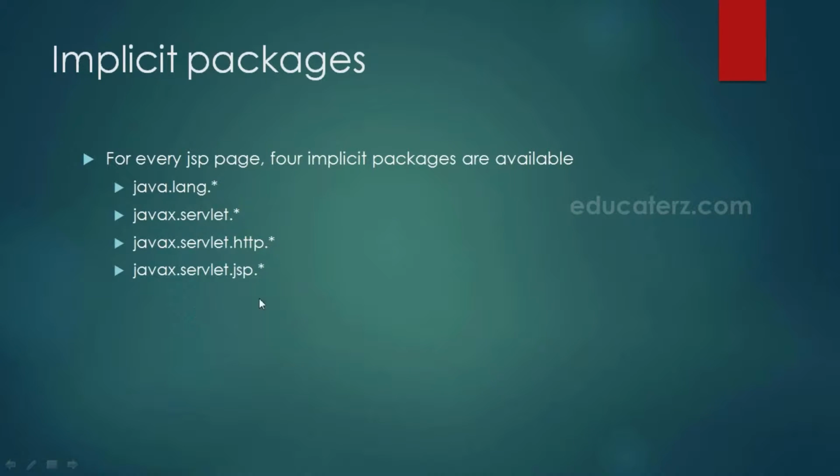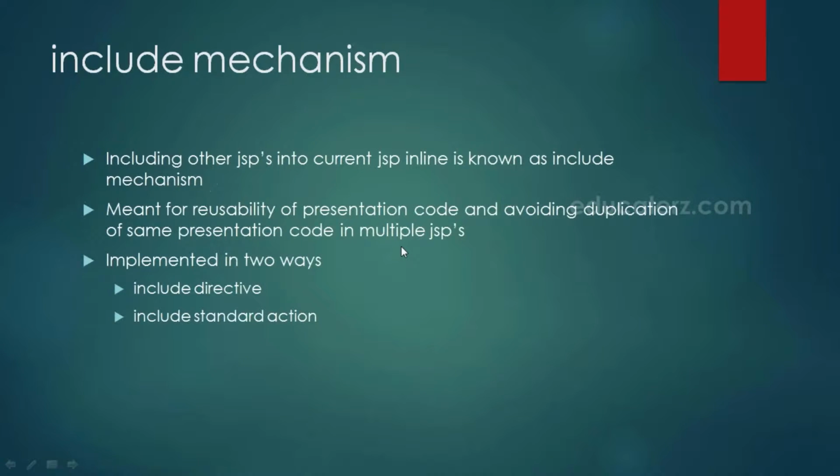For every JSP page, four packages are by default available: java.lang, javax.servlet, javax.servlet.http, and javax.servlet.jsp. If we need any other package to be imported, we need to mention that package name using the page directive and import attribute. The include mechanism, which includes other JSPs into the current JSP inline, is nothing but an include mechanism.